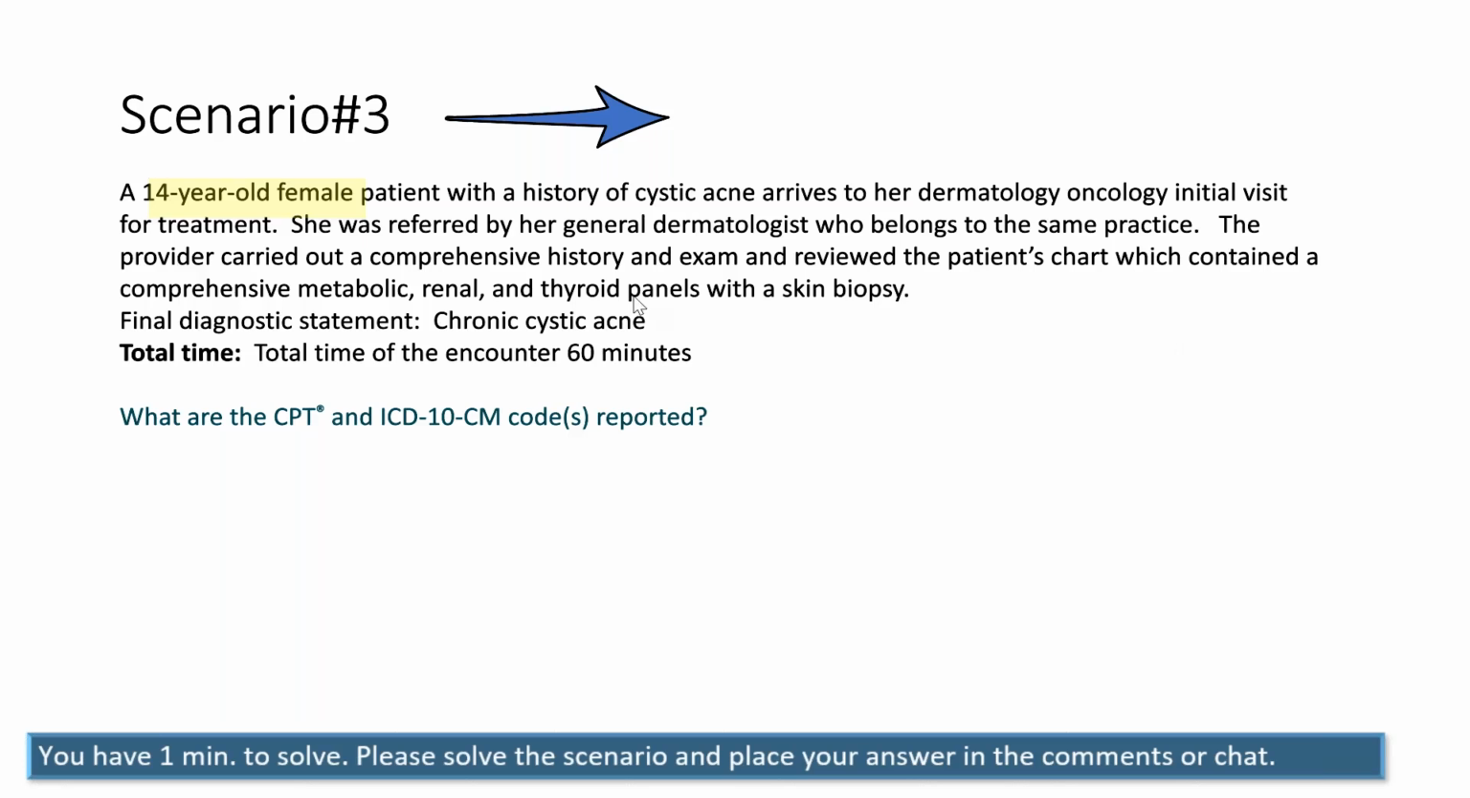And I think you guys read this one super forensically this time, because I see the majority of the correct answer. Our key terms for this one: a 14-year-old female, has a history of cystic acne. She's at a dermatology oncology initial visit for treatment. She's referred by her general dermatologist, who belongs to the same practice. The provider did a comprehensive history and exam, reviewed the patient's chart, which meant that he also reviewed the comprehensive metabolic, renal, and thyroid panels with the skin biopsy. His final diagnostic statement is chronic cystic acne, and the total time is 60 minutes.